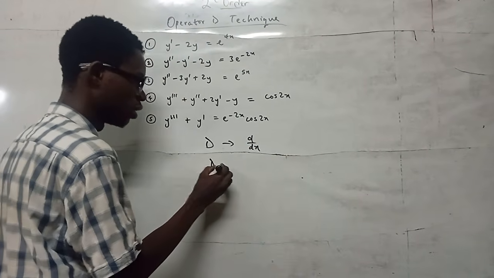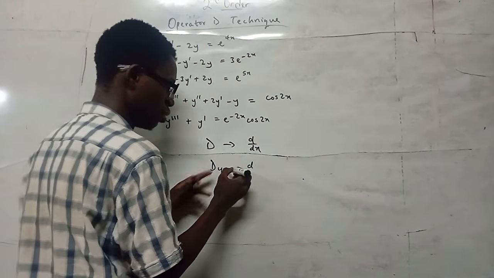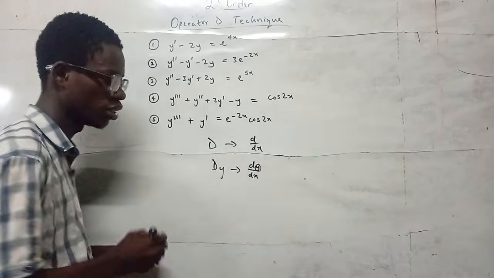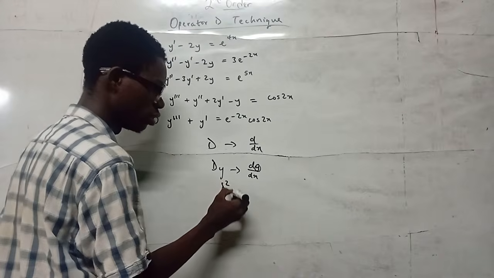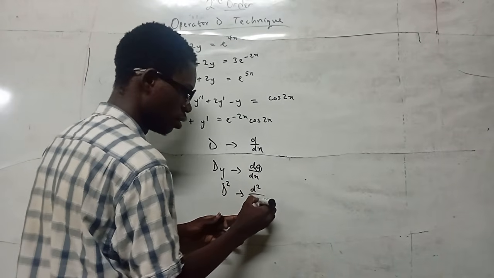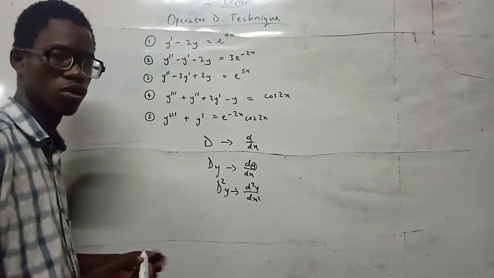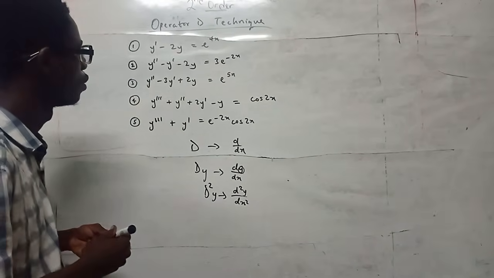So, whenever you see something like dy, it means dy/dx. This y is the one that was separated out. So, when you see D squared, it means d squared/dx squared. So, if I put y there, it means d squared y/dx squared. So, that's the second order differential equation.